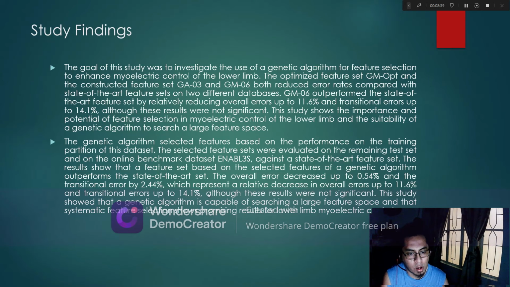Although these results were not significant, the study shows that a genetic algorithm is capable of searching a large feature space and that systematic feature selection shows promising results for lower limb myoelectric control.